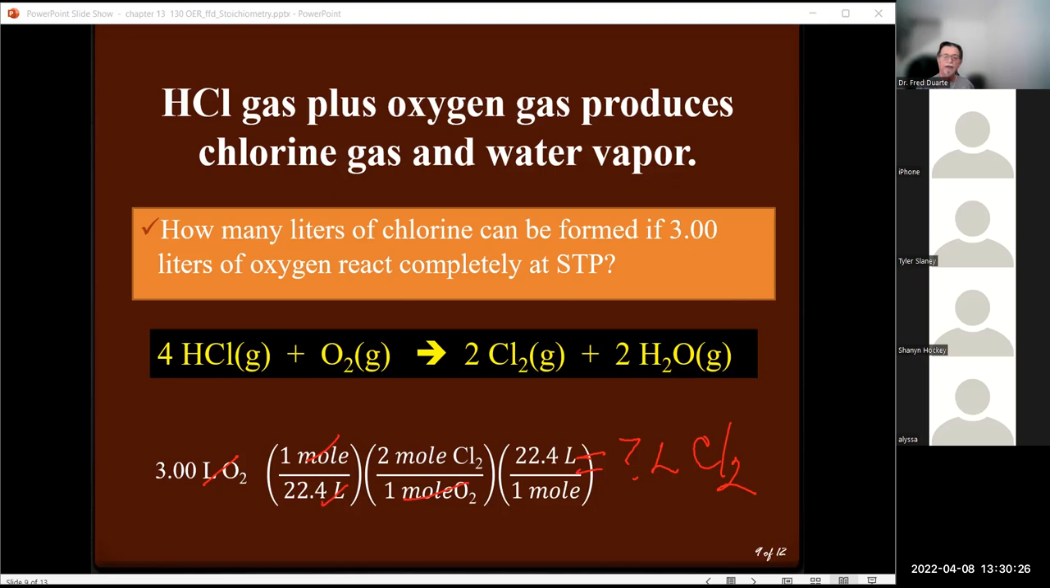Okay, and double check our units. Okay, units for liters of chlorine gas. Now, can anybody see something here that we can simplify in this reaction as far as the calculations are concerned?